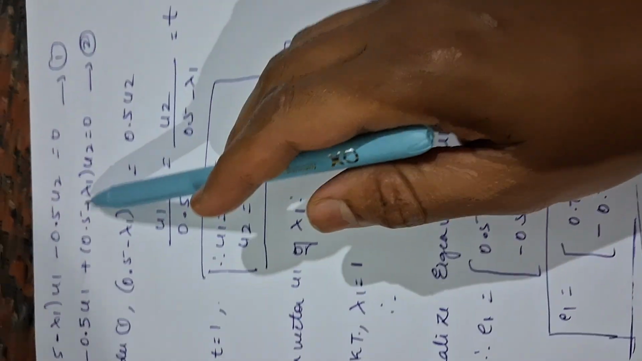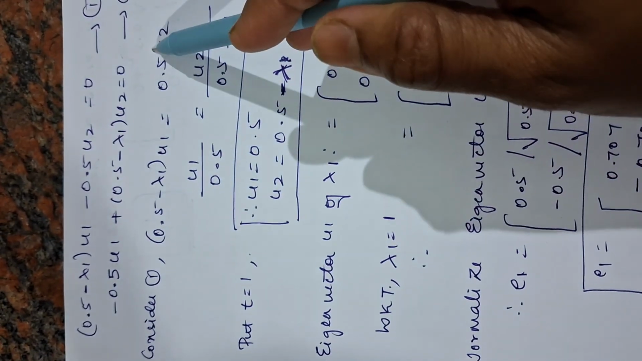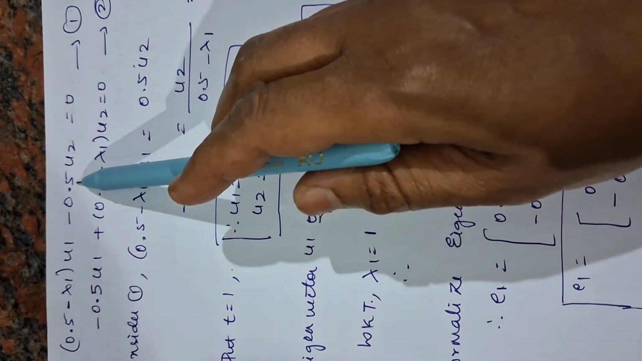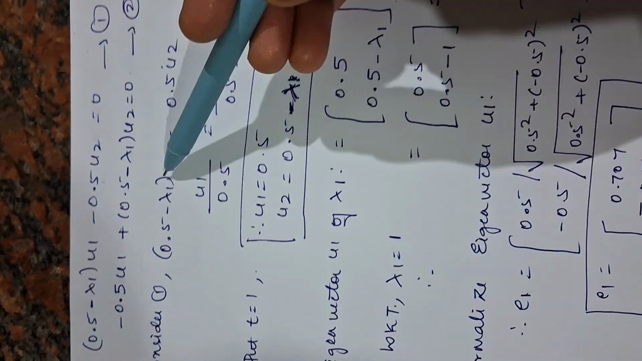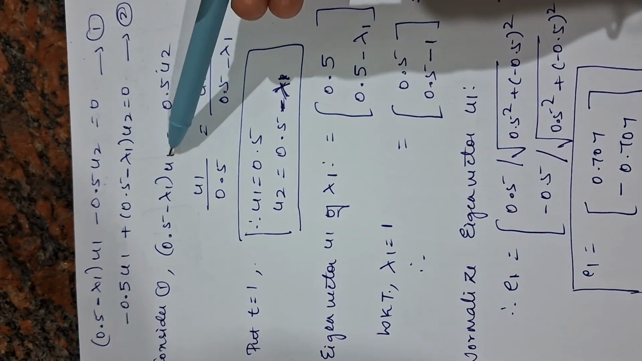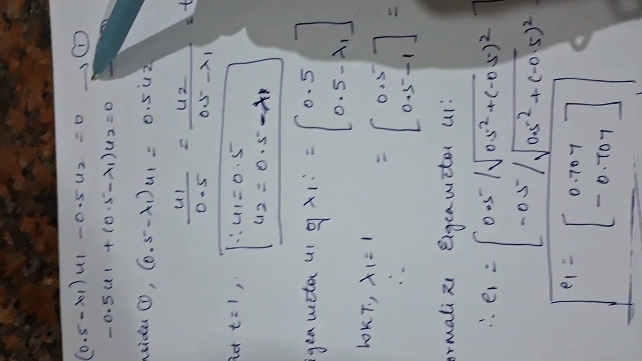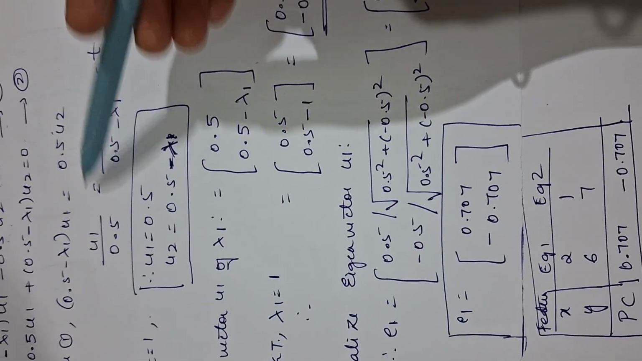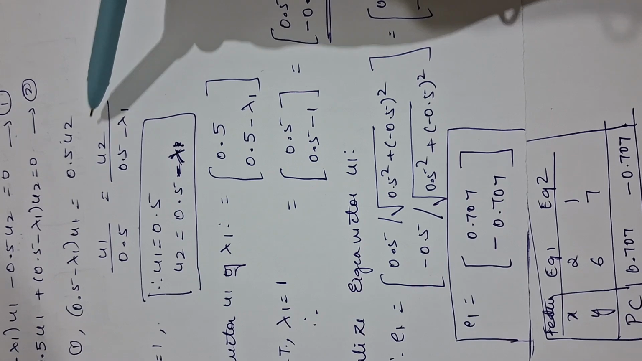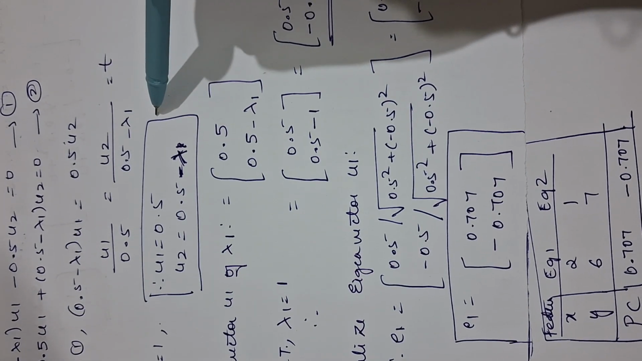So I get two equations like this. Now, how do you solve this? What I do is I just take this over to this side. From equation 1, I have just moved 0.5 u2 from LHS to RHS. Then I will just divide it. So u1 by 0.5 is equal to u2 divided by 0.5 minus lambda 1.